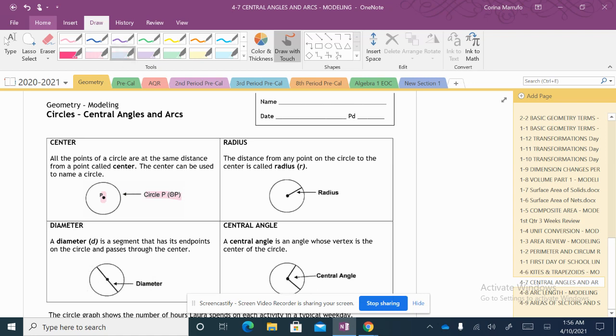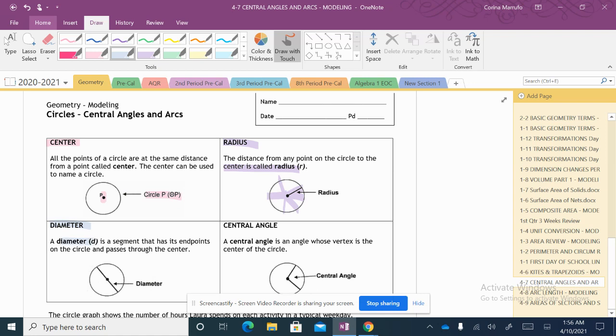The next one here is your radius. Your radius is the distance from any point on the circle to the center, and this is called the radius. Any point on the circle can be anywhere, as long as it goes from the outside to the center. Next is going to be your diameter.